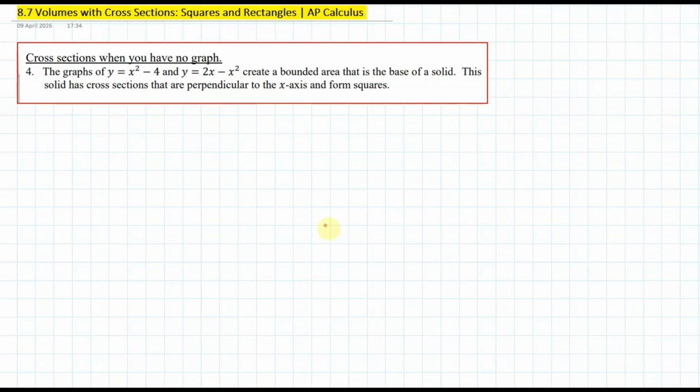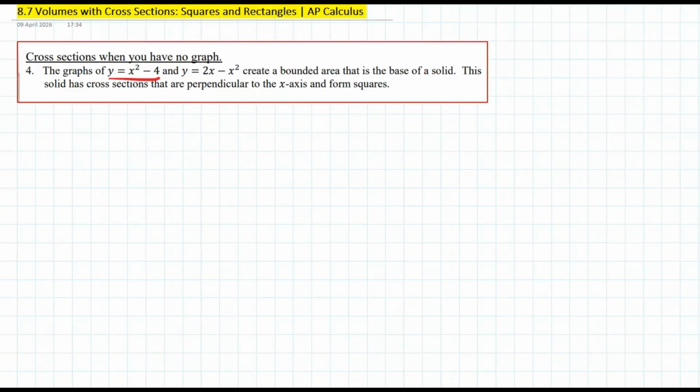Hi, let's solve this problem. We have the graph of y equals x squared minus 4, and y equals 2x minus x squared, and we have to create a bounded area that is the base of the solid, and the solid has cross sections perpendicular to the x-axis that are squares.